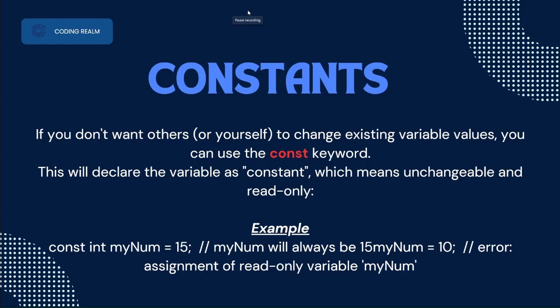Constants. If you don't want others to change existing variable values, you can use the const keyword. This will declare the variable as a constant, which means unchangeable and read-only. Look at this example. We have const int myNum = 15. myNum is the variable name, int is the data type, const is a keyword, and 15 is the value of the variable. myNum will always be 15. myNum = 10 is an error: assignment of read-only variable myNum.